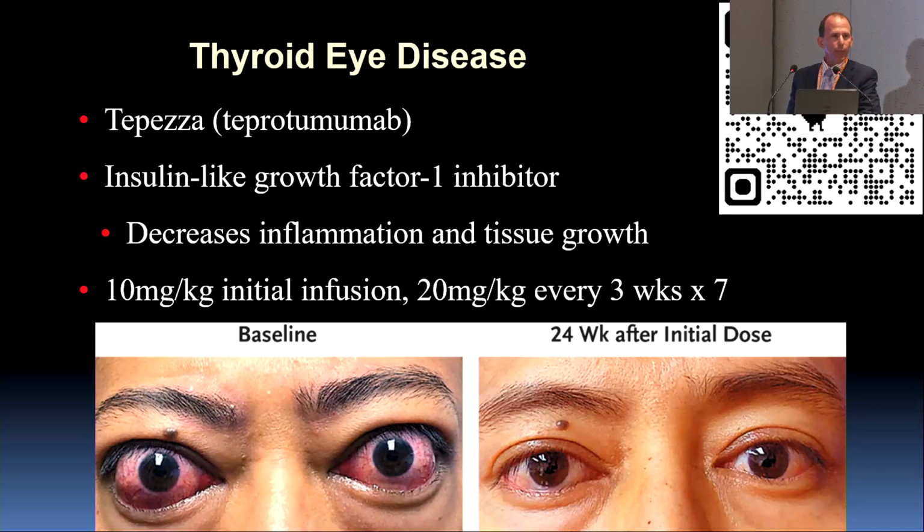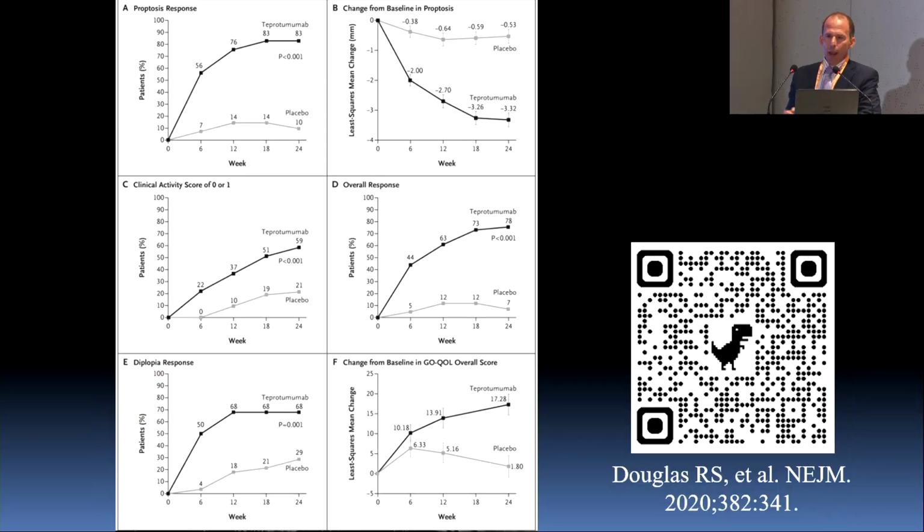These graphs are probably hard to read. The upper left is response in proptosis. The middle left is clinical activity score. The bottom left, double vision response. Change from baseline in proptosis, overall response. So the dark black line is the teprotumumab, and the lightly shaded line is the placebo. All of these things were highly statistically significantly better for thyroid patients on this medication.